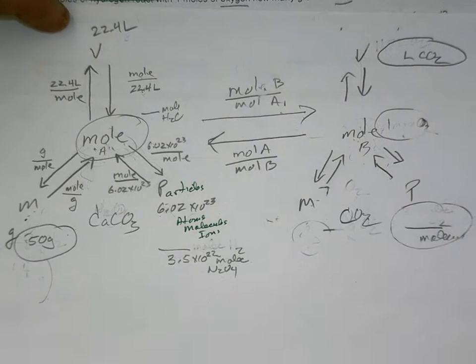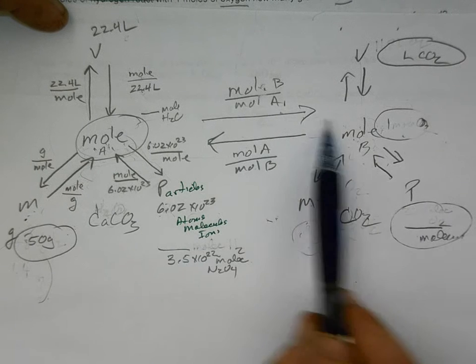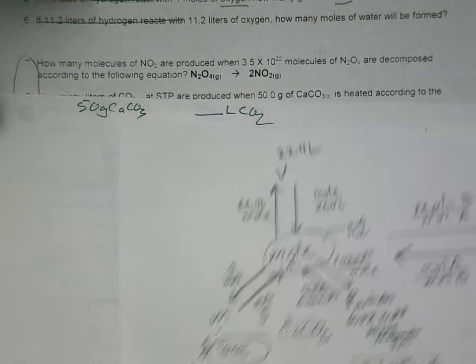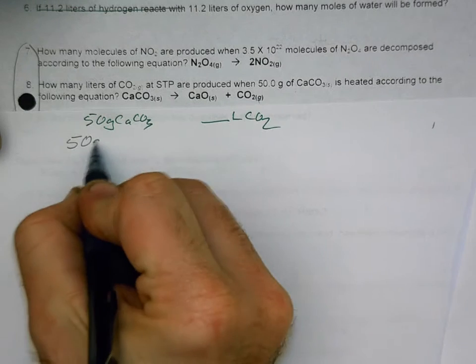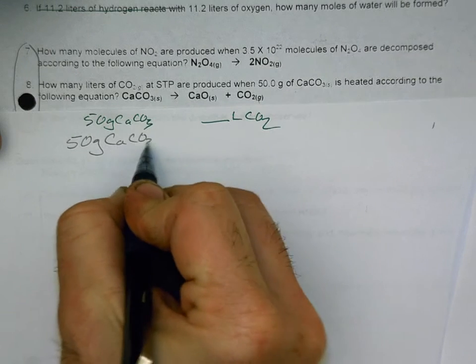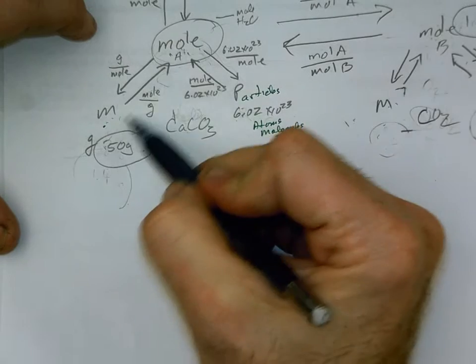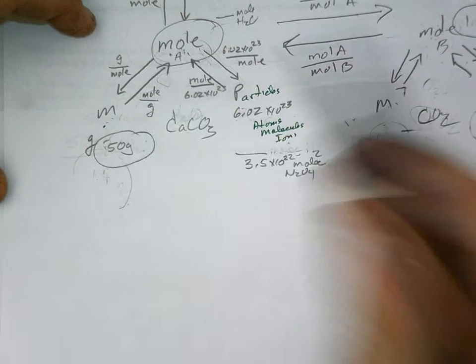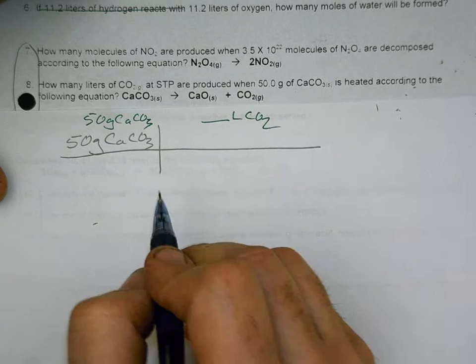So in this problem, we've got a 3-step conversion. We're going to moles of calcium carbonate, mole-mole ratio to get us to moles of CO2, and then we're going to convert that into liters of CO2. So we start off with what's given, 50 grams of calcium carbonate, and we're going to go to moles, so we're going to multiply it by moles per gram. We need to know the molar weight. So let's see, what's the molar weight of calcium carbonate?